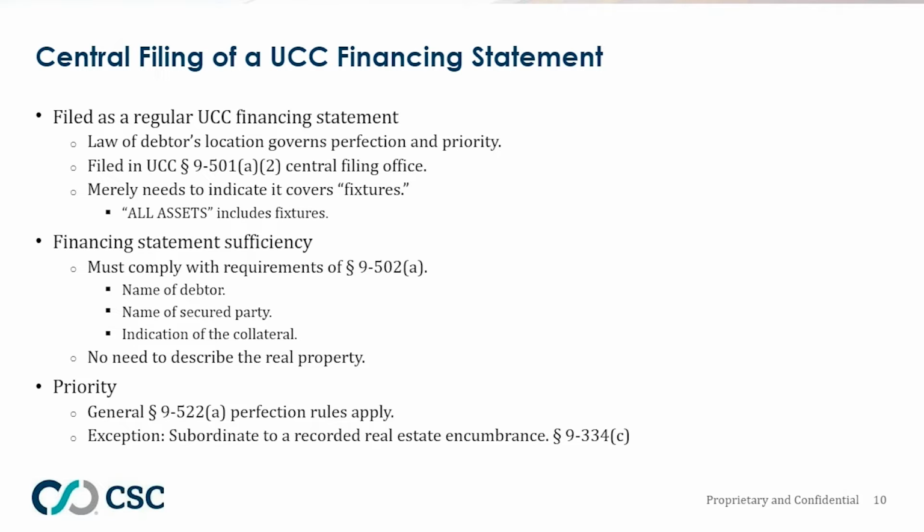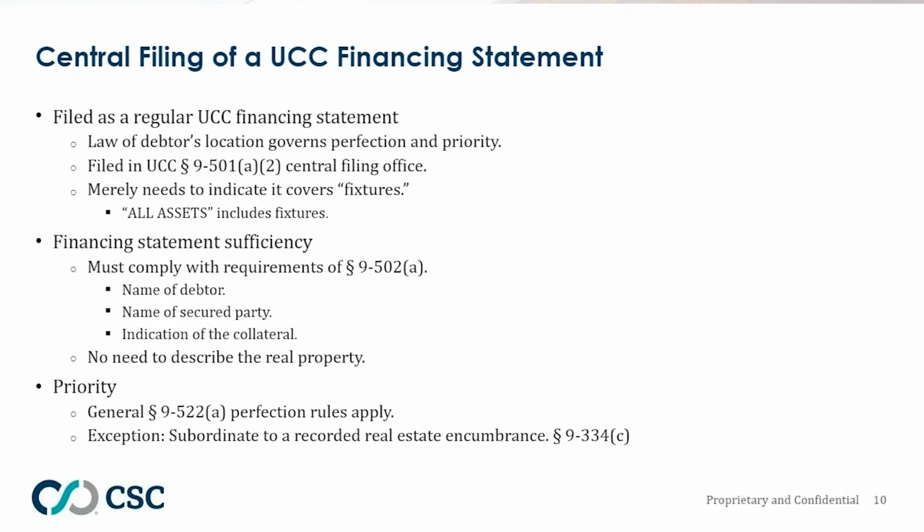However, there is a risk with this type of perfection method in that a centrally filed UCC financing statement that covers fixtures will be subordinate in priority to any real estate encumbrance, whether recorded before or after the UCC financing statement.